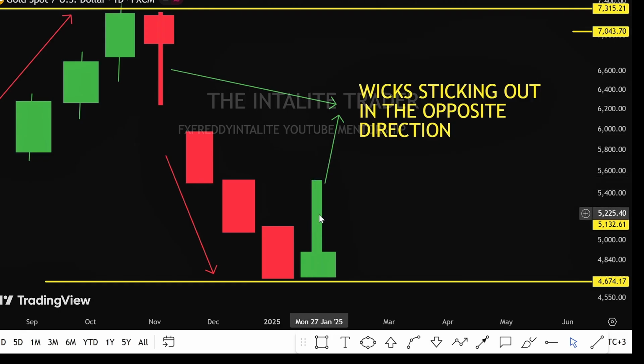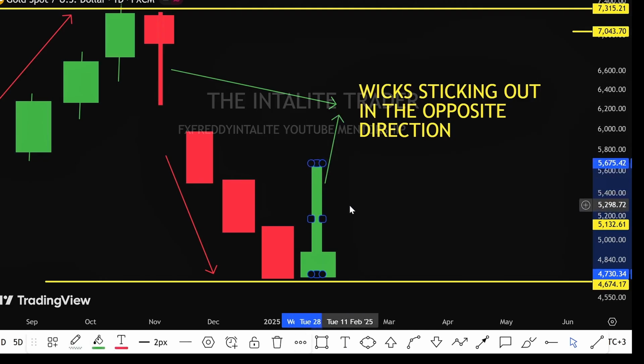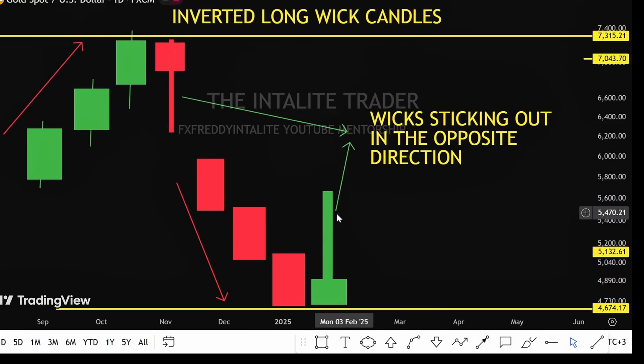Now, this one causes these wicks to stick out. It causes the wicks to stick out, and it validates that this key level you're seeing is of interest to the buyers, in the case of this one. And this one, this key level you're seeing is of interest to the sellers.